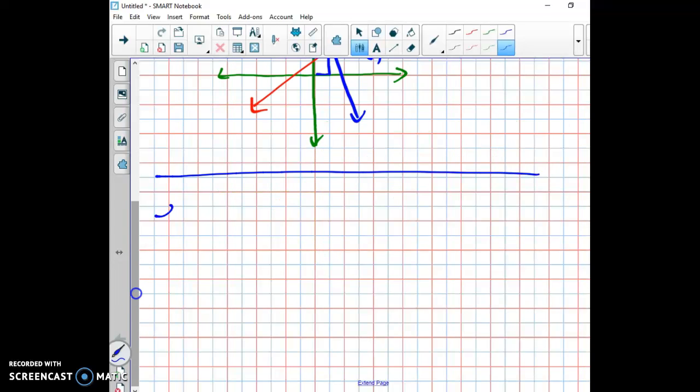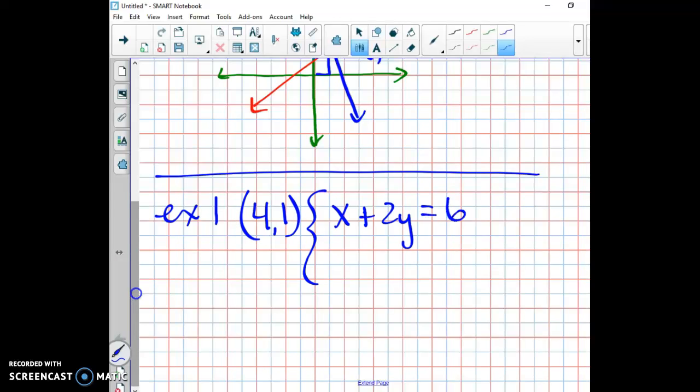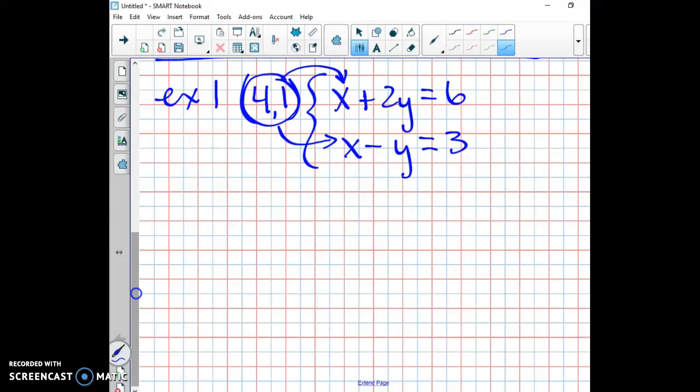In example 1, it says, is this the solution to this system? Well, we just said if the two lines intersect at that point, then that's the solution. But what does that mean? What that means is this point lies on this line and on this line at the same time. And what that means is this x and this y make both equations true at the same time. So let's look at that.